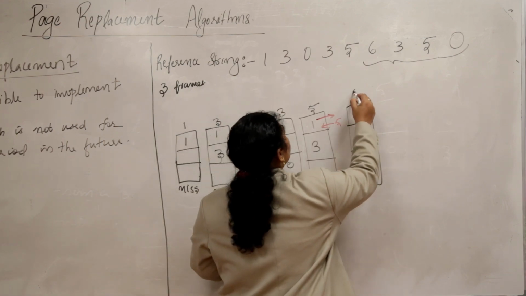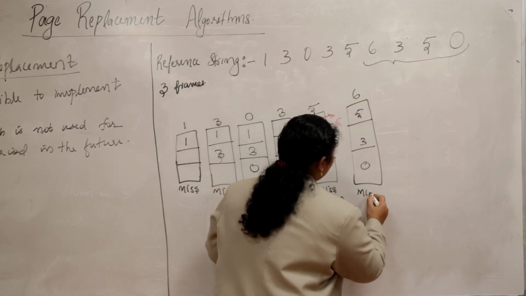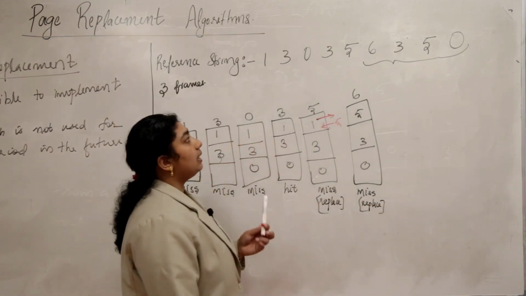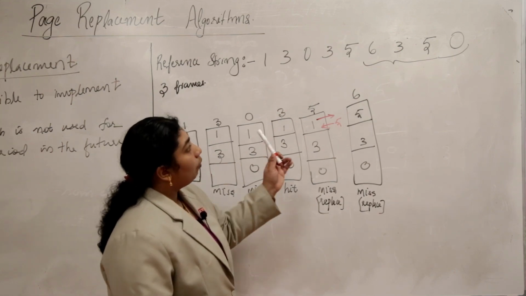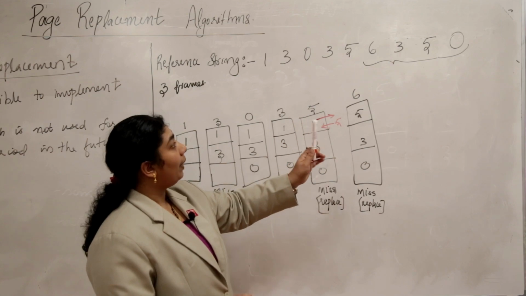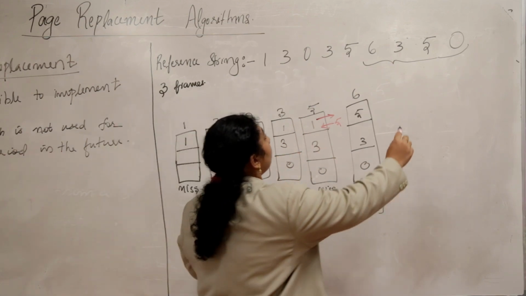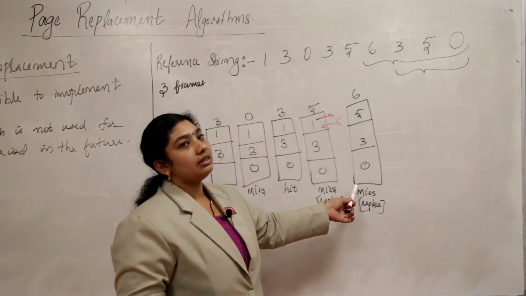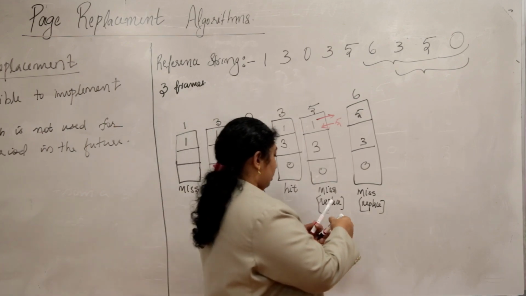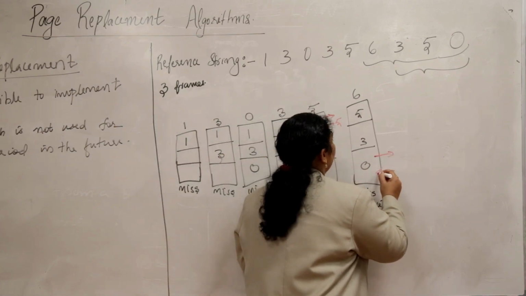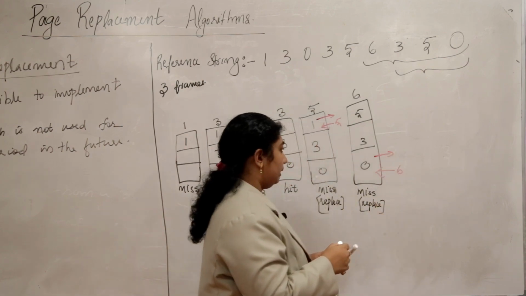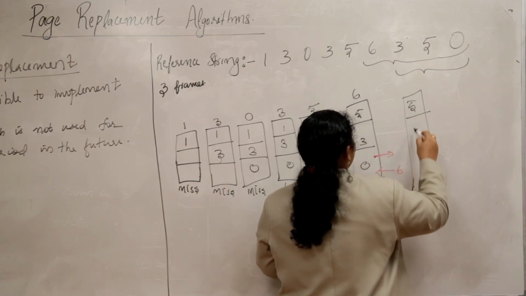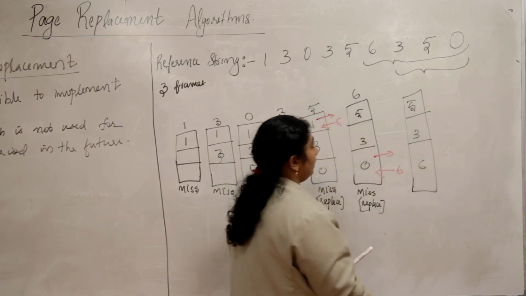Again the next requested value is 6. 6 is not present in the physical memory, so again a miss, and as there are no free spaces we need to replace something. So again we check which page is not used for a longer time in the future among these 3: 3, 5 and 0. Among these, 0 is the one not used for a longer time. So we'll swap out 0 and swap in the newly requested page 6. So again we have 5, 3 and 6 in the physical memory.